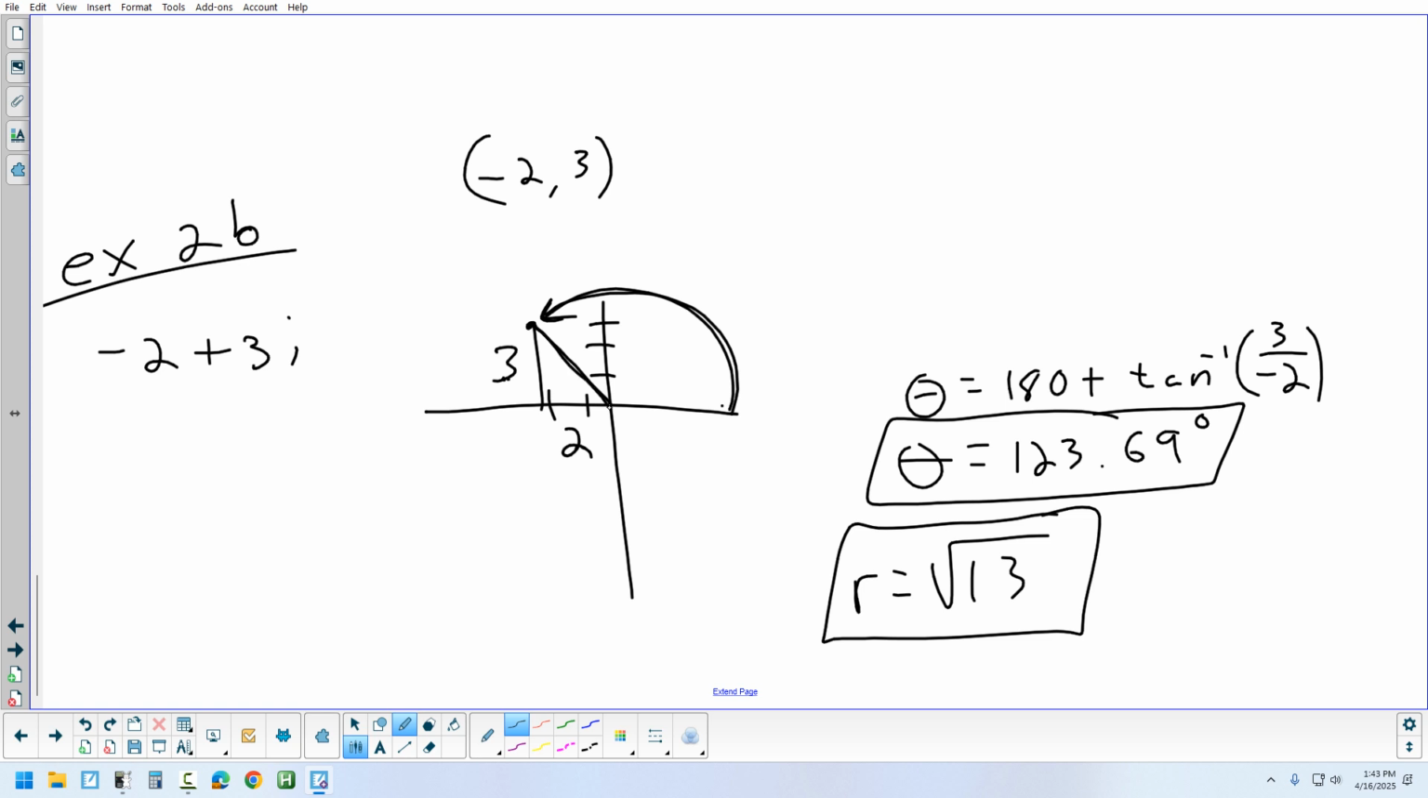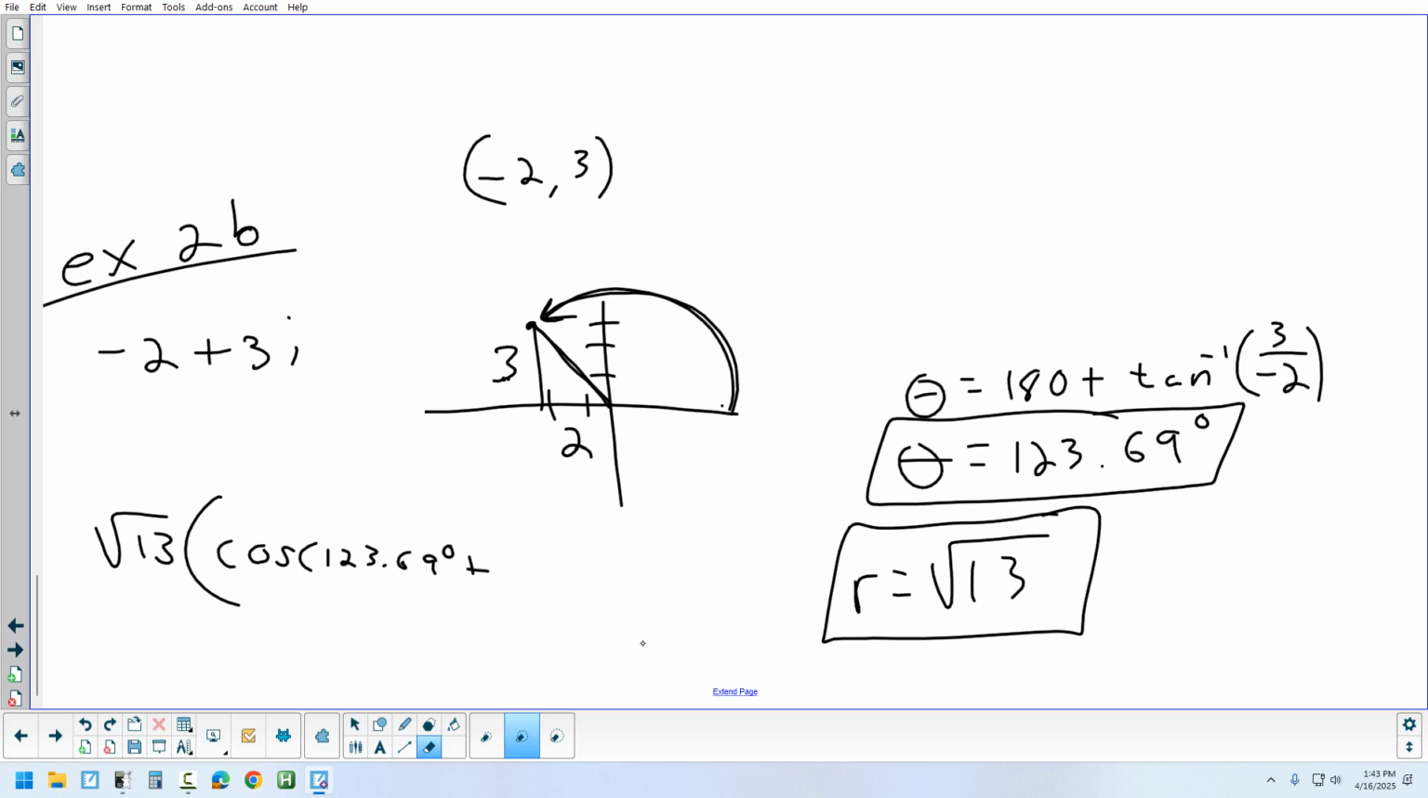Now, when you write your final answer, you're going to write it just like we did up above: r cosine theta plus i sine theta, and then stop. So r, and then what comes next? Cosine of 123.69, plus i sine 123.69. And that is your final answer.